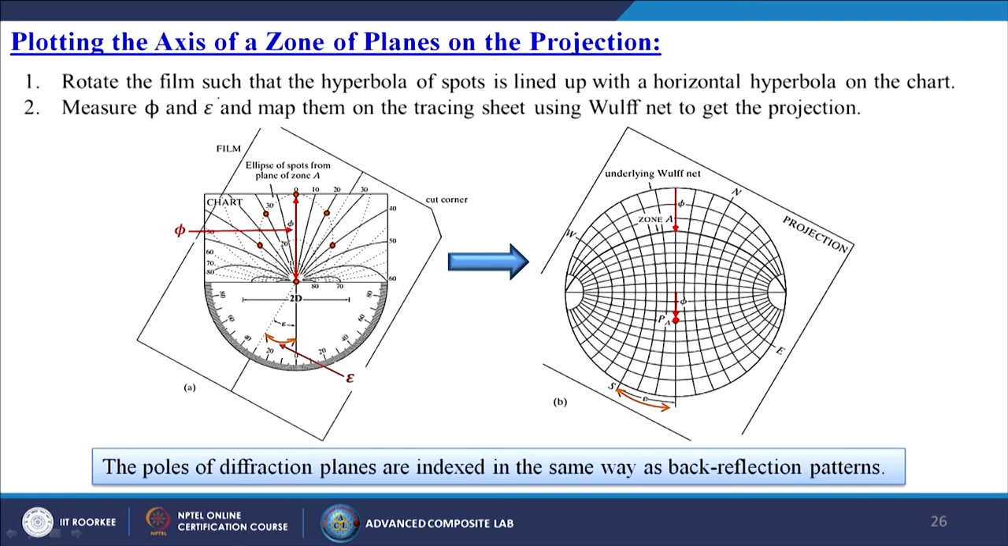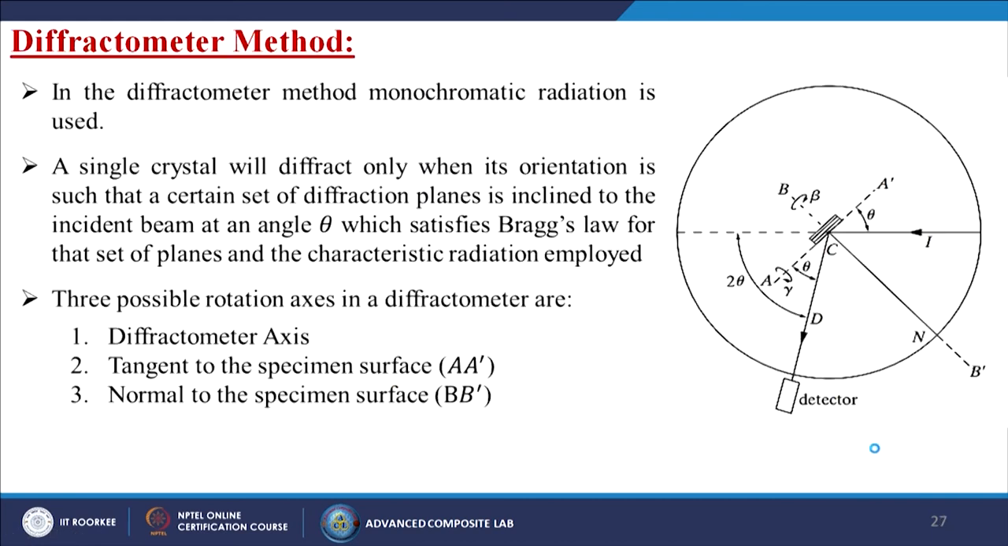So, rotate the film such that the hyperbola of the spot is lined up with the horizontal hyperbola on the chart itself. So, I just have to rotate the film. Measure phi and epsilon, because for epsilon we know how many degrees of rotation I am doing to match the horizontal hyperbola. So, we can get the epsilon value and the phi value for this particular point. Then phi and epsilon are mapped on the tracing sheet using the Wolf net to get the projection. Simply, the poles of diffraction planes are indexed in the same way as the back reflection pattern.